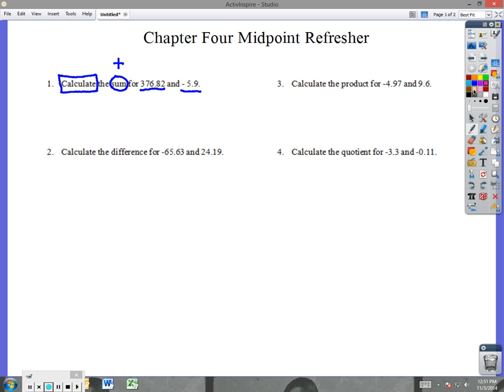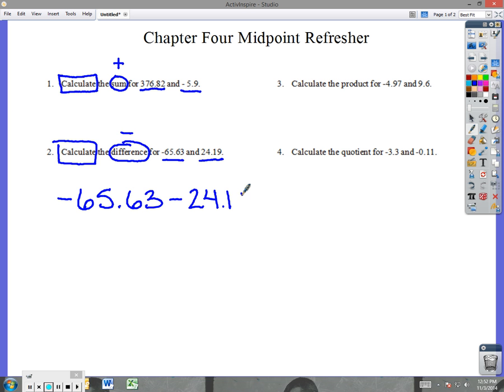Number 2, it says, calculate, there's my verb, calculate the difference. Difference means to subtract, and I'm subtracting negative 65 and 63 hundredths and 25 and 19 hundredths. Let me write this one again horizontally. I can take a look at it better. So we have negative 65 and 63 hundredths minus, which means I am moving further to the left on the number line. I am getting even smaller than negative 65. And I am minusing 24 and 19 hundredths.